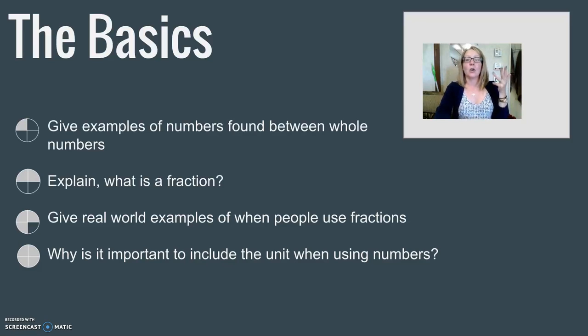And then lastly, why is it important to include the unit when using numbers? Those units are important. You don't want your parents to think you ate an entire pizza truck worth of pizza, right? So what are you talking about? Give those numbers some meaning.